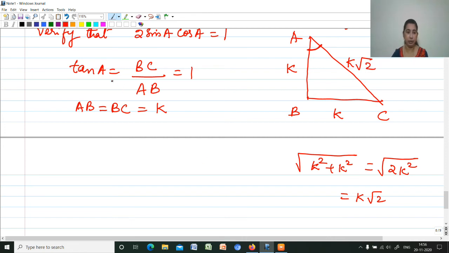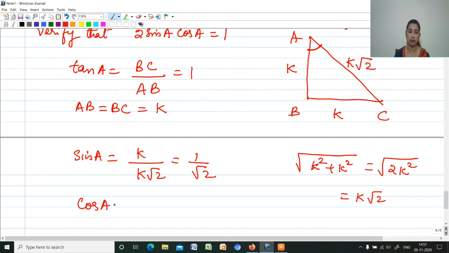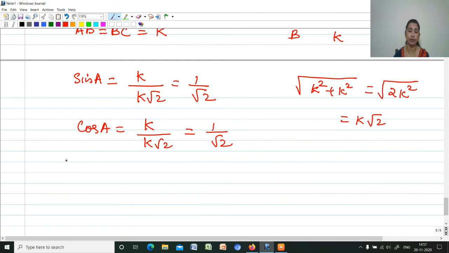Then we have to verify that 2 sin A into cos A is equal to 1. So what is sin A from there? Sin A is opposite by hypotenuse. Opposite side is k, by hypotenuse is k root 2, which is equal to 1 by root 2. Then cos A is equal to adjacent side is k by k root 2, which is equal to 1 by root 2. Now we have to verify whether the given result is true or not.